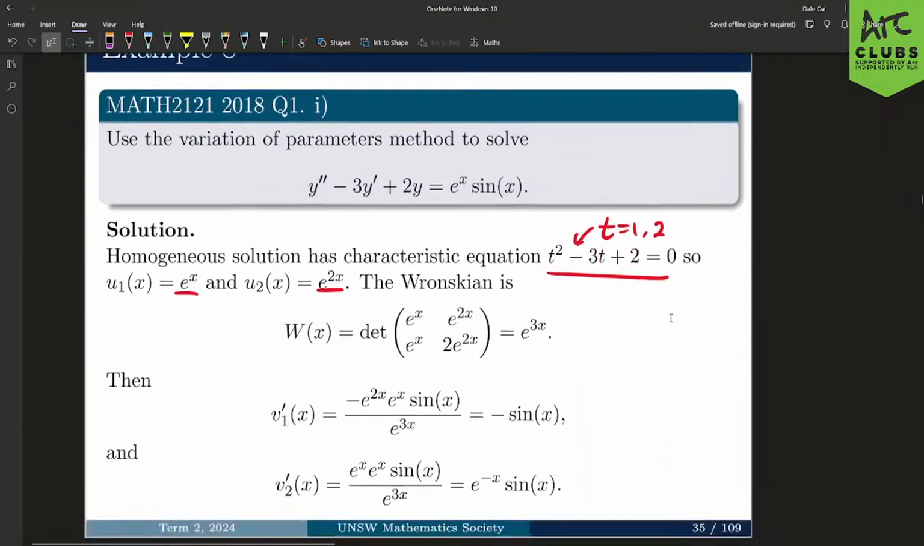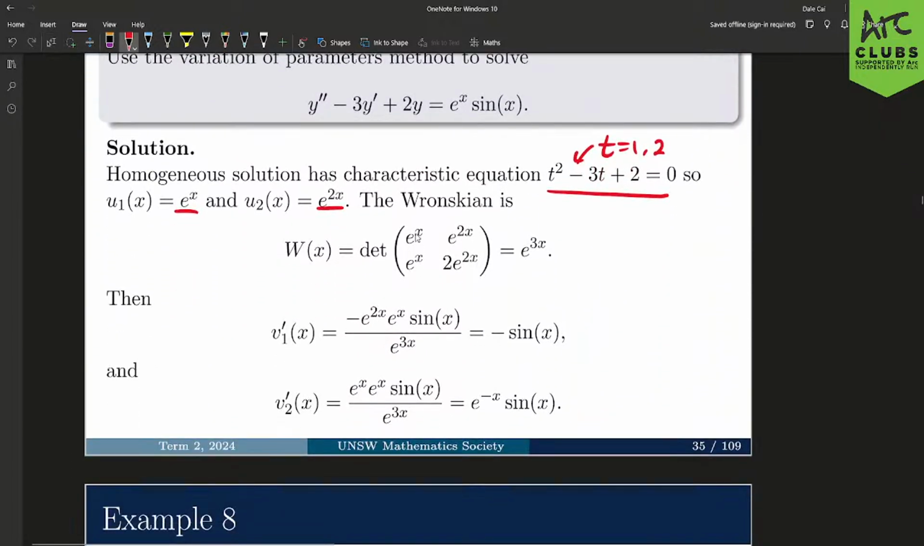The Wronskian is the determinant of u1, u1 dash, u2, u2 dash, and it turns out to be e to the 3x. And then we can plug in the things that we know. So this is the f of x, and we have our two solutions.